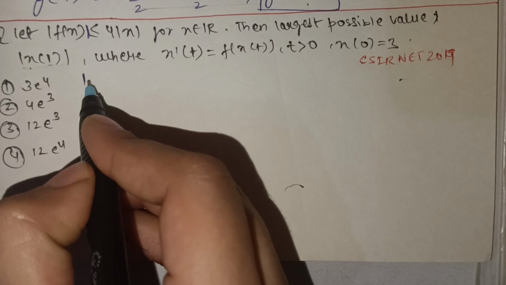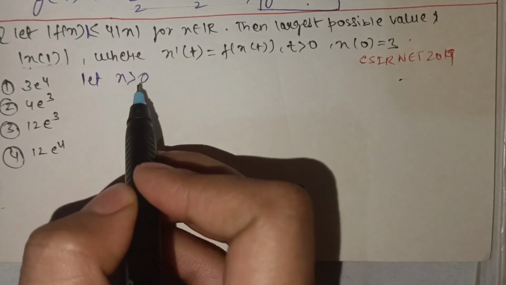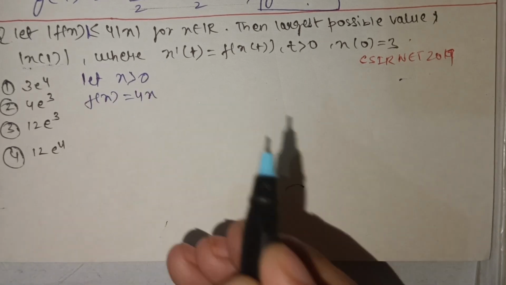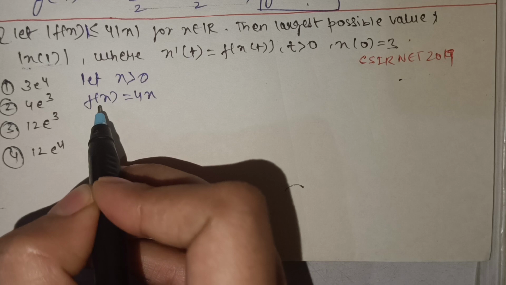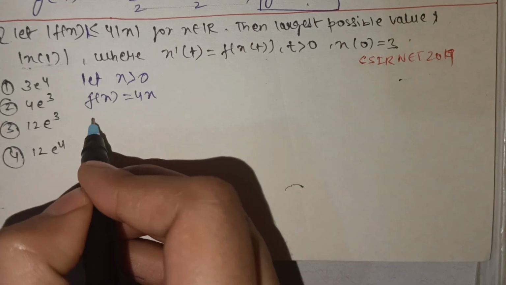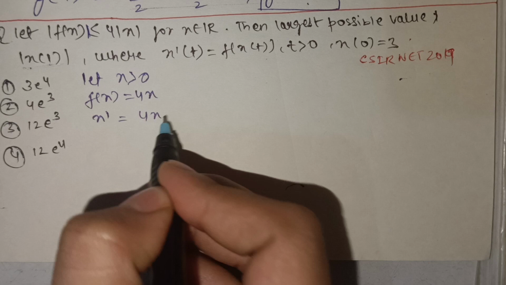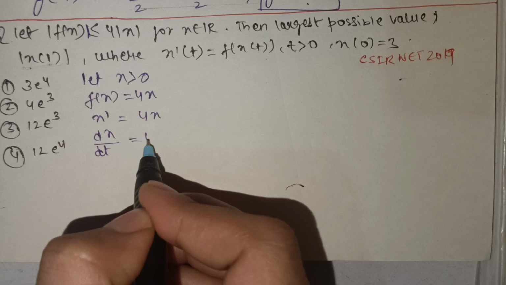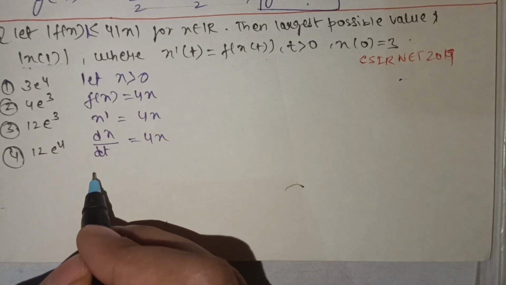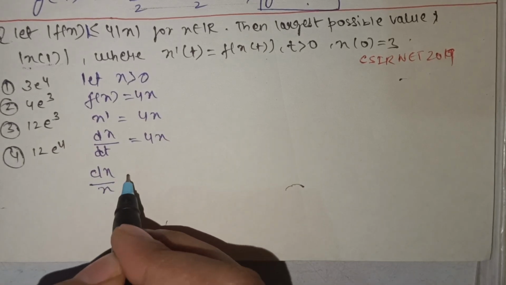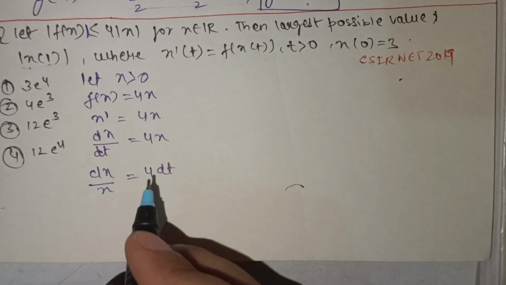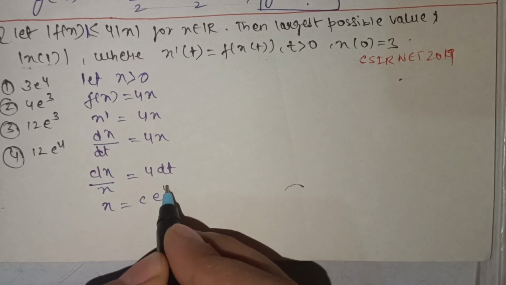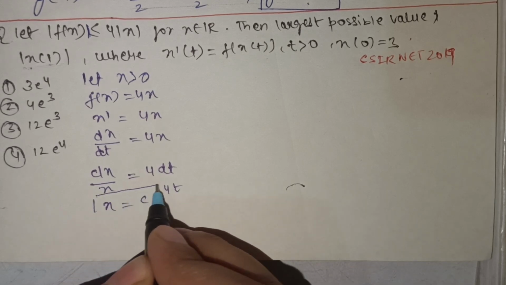So let x be greater than 0. If we take x greater than 0, then here the largest value of f(x) is equal to 4x. Now we will put f(x) here. So x' is equal to 4x, so dx/dt is equal to 4x. Now dx/x is equal to 4 dt. We integrate and we get x is equal to c e to the power 4t. After integration we get this.